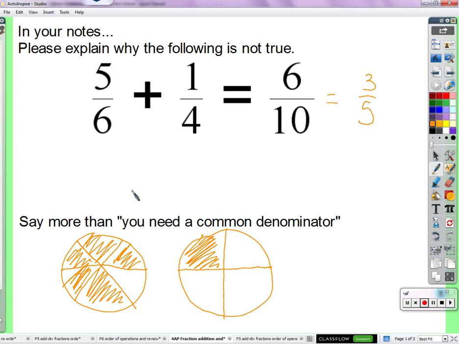Anyway, if you Google why do we need a common denominator, you'll get something like this. Adding 5/6 and 1/4 and getting 6/10, kind of a made up thing, is the same as saying 5 apples plus 1 orange is 6 apple-oranges. You just made up a thing for all of them to be and said there's 6 of them. But an apple's not an orange, an orange is not an apple, neither an apple nor an orange are an apple-orange, a thing that doesn't exist. Okay?